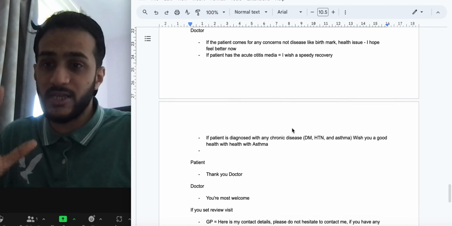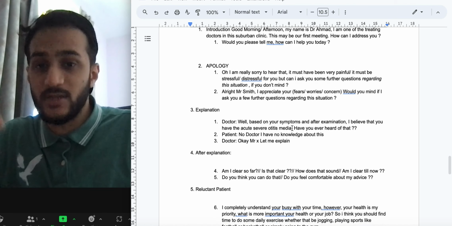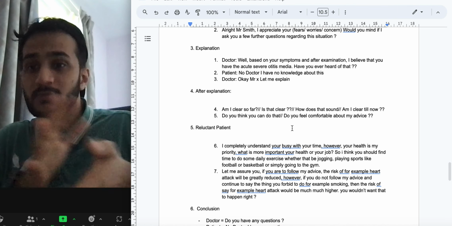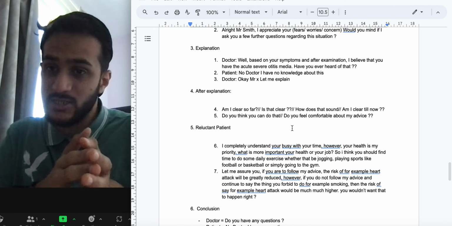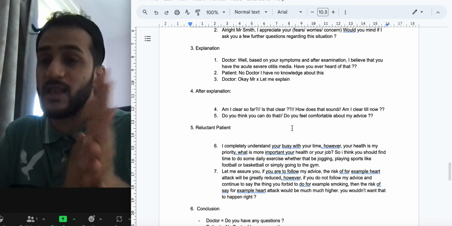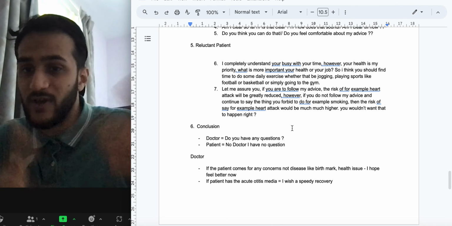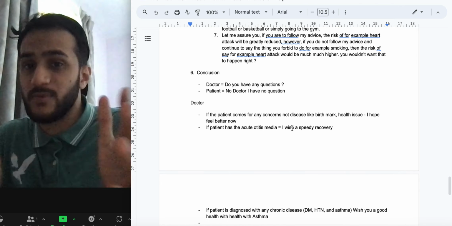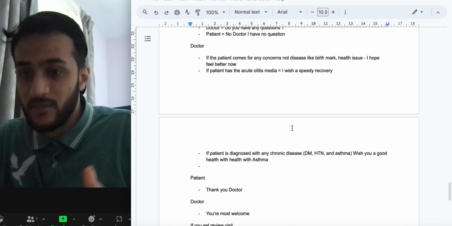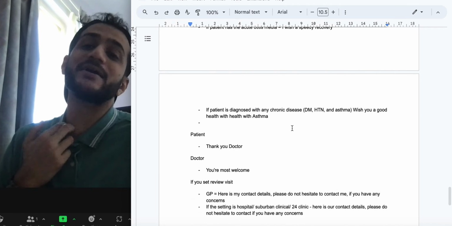These are the 6 essential things: introduction, apologize, explain to the patient, and after explanation, give something. If he's a reluctant patient, you can reassure him, and first of all completely understand him, then give him some advice. Conclude by saying, thank you, do you have any other questions? He says no, and then wish him good health, give him good parting words. And once he's done, say, you're most welcome.